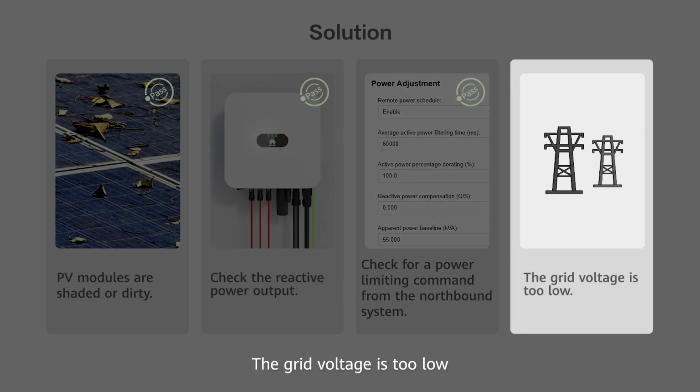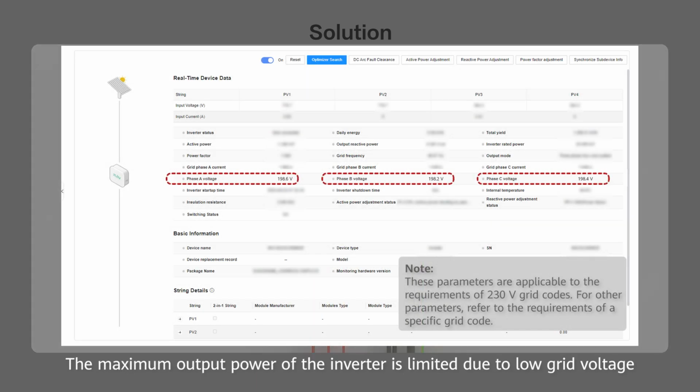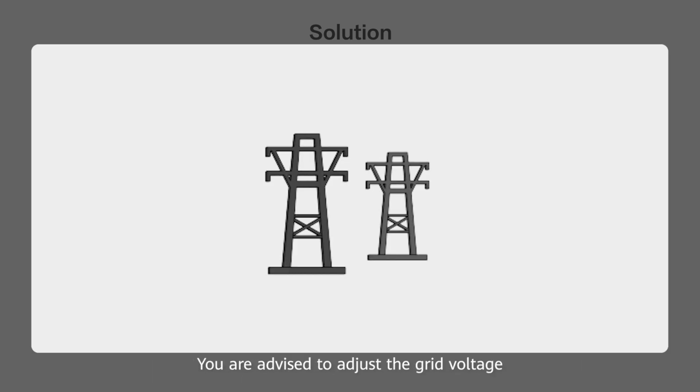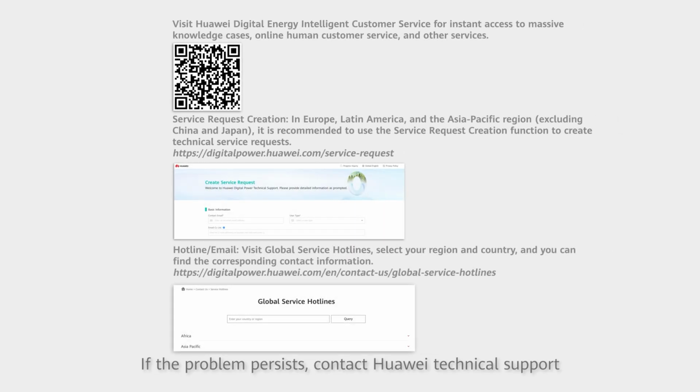The grid voltage is too low. The AC output current of the inverter has reached the maximum value. The maximum output power of the inverter is limited due to low grid voltage. The expected values cannot be achieved. You are advised to adjust the grid voltage. If the problem persists, contact Huawei technical support.